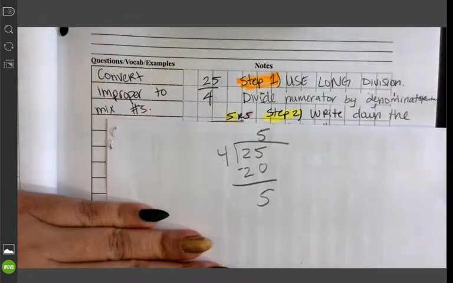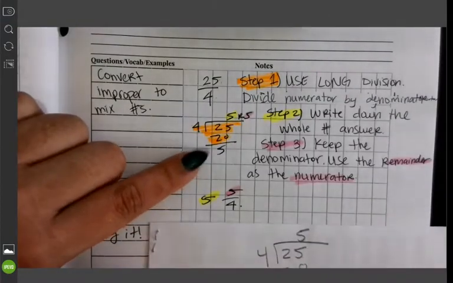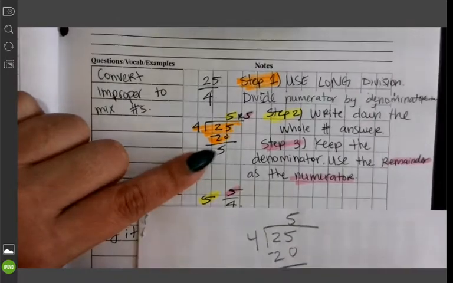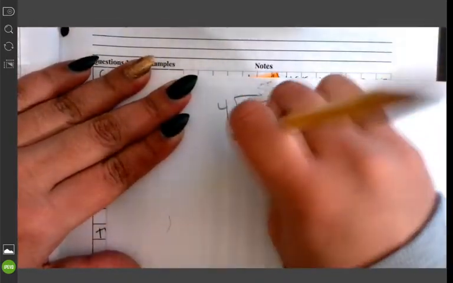Oh, this whole thing is wrong. My bad. So if you wrote these notes, good. I hope you wrote it in pencil because I did it wrong. I'm going to do that again.